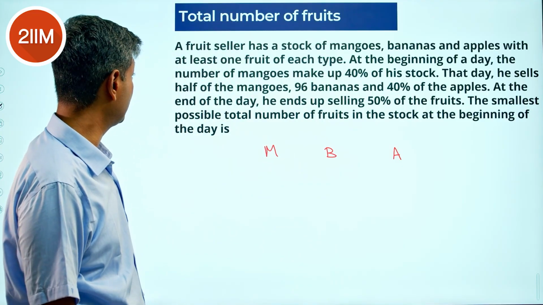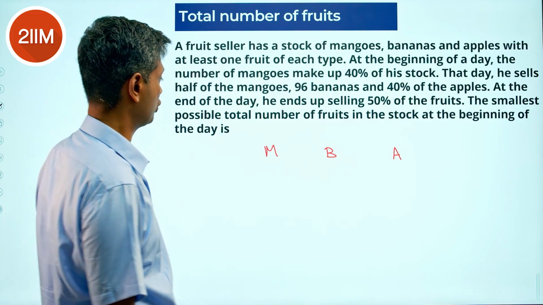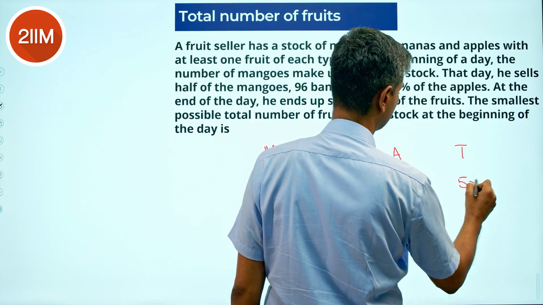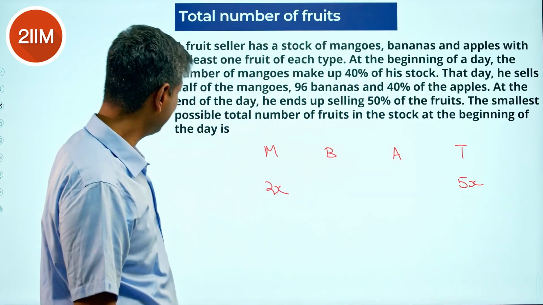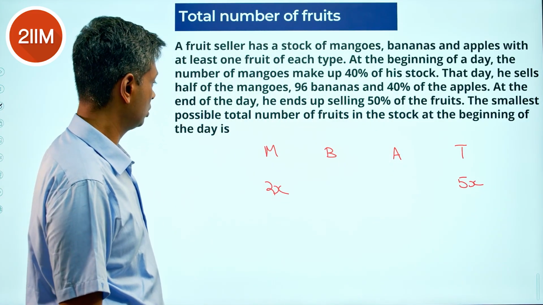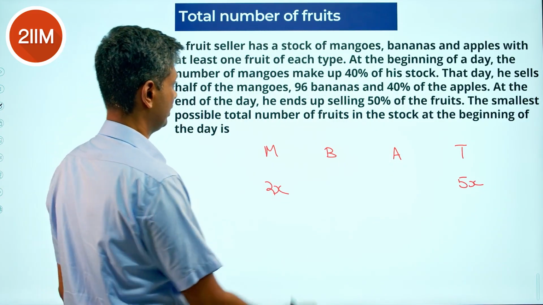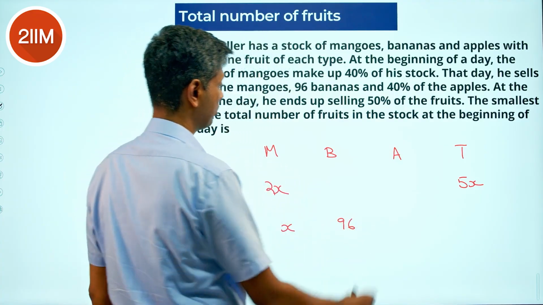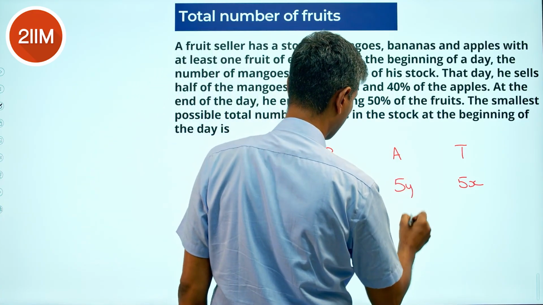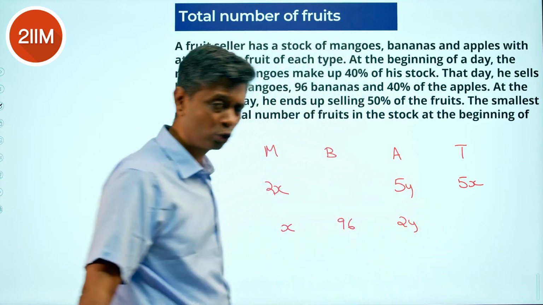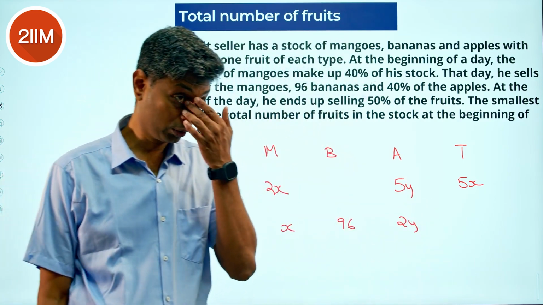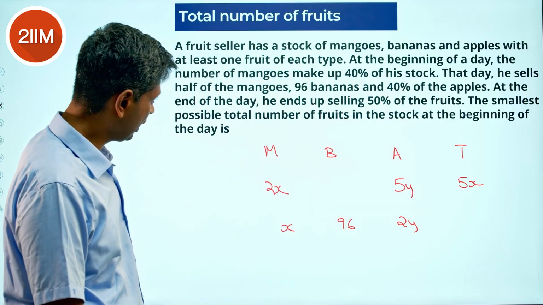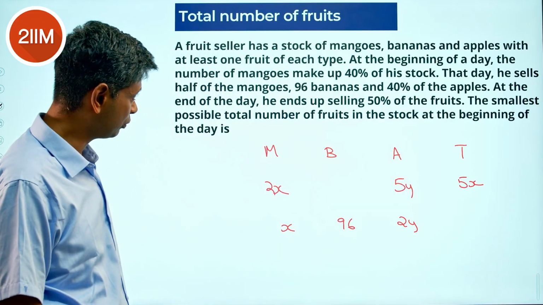At the beginning of a day, the number of mangoes make up 40% of his stock. So this is 2x. Total is 5x. That day he sells half of the mangoes. So he sells x mangoes, 96 bananas and 40% of the apples. 40% is 2 by 5. I don't want to deal with 0.4. I don't want to deal with 2 by 5. I'm calling this 5y and 2y. Right? At the end of the day, he ends up selling 50% of the fruits.